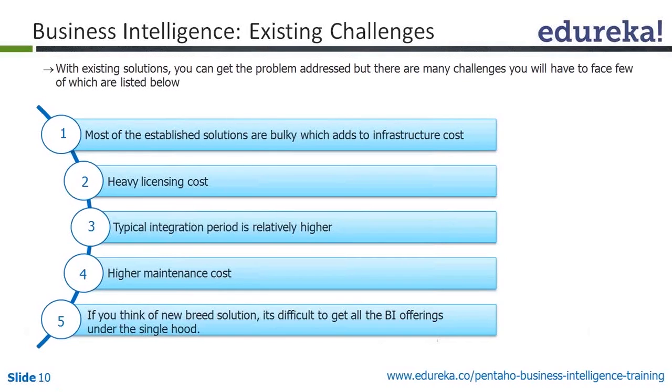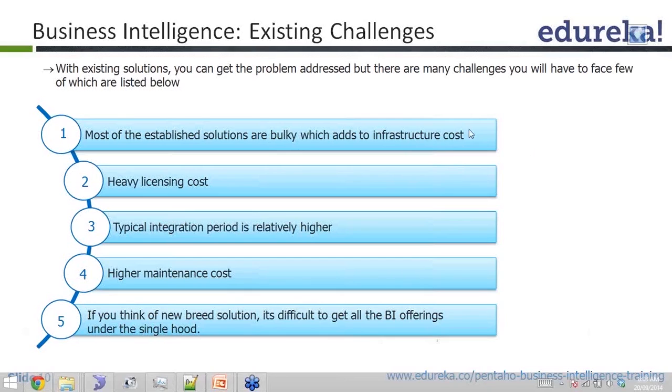First, most established solutions are bulky. So as you mentioned, infrastructure, which adds infrastructure cost. The second is heavy licensing cost. So the commercial aspect is always very important. Whatever you say, that we may not compromise on cost, but we cannot compromise on quality and cost. But still you will be more than happy to shed your cost and retain the same quality.